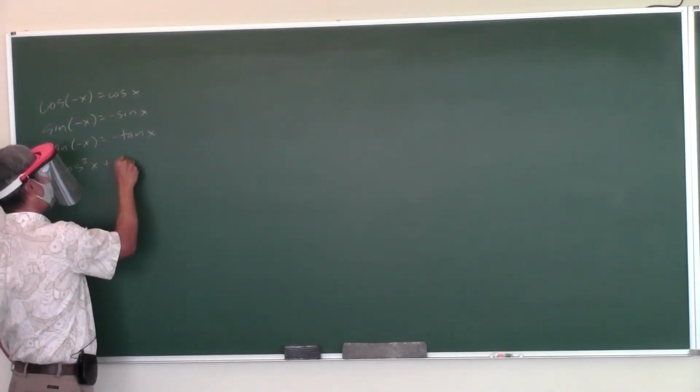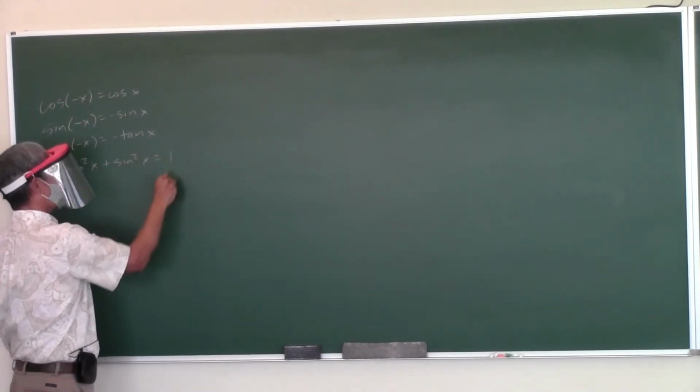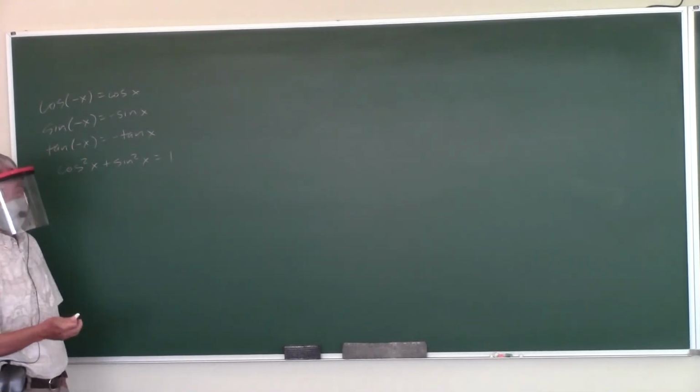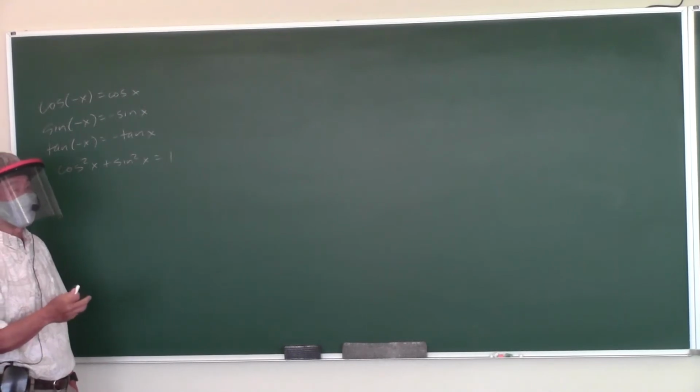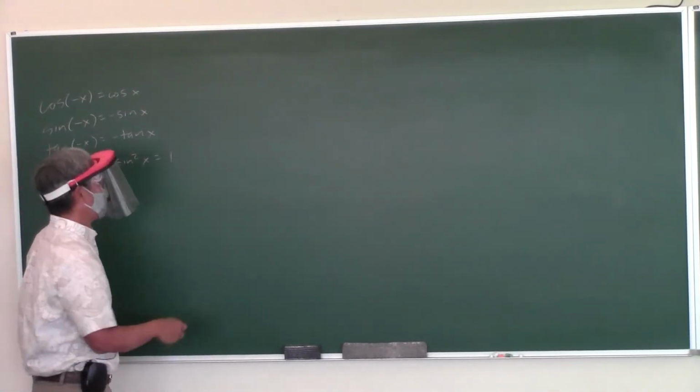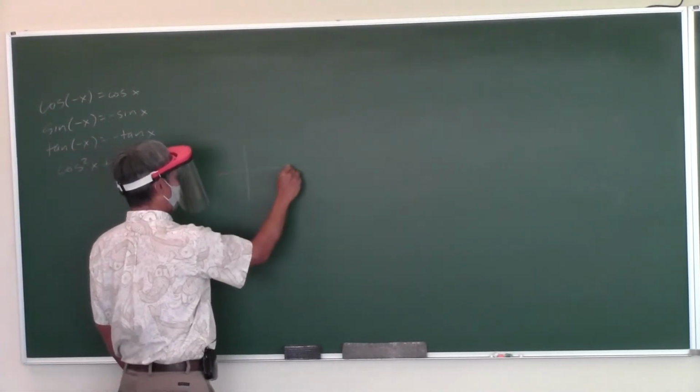Cosine squared x plus sine squared x equals 1. That's probably the most important identity we have. We call this the Pythagorean identity. In fact, let me just show you a quick derivation of it.